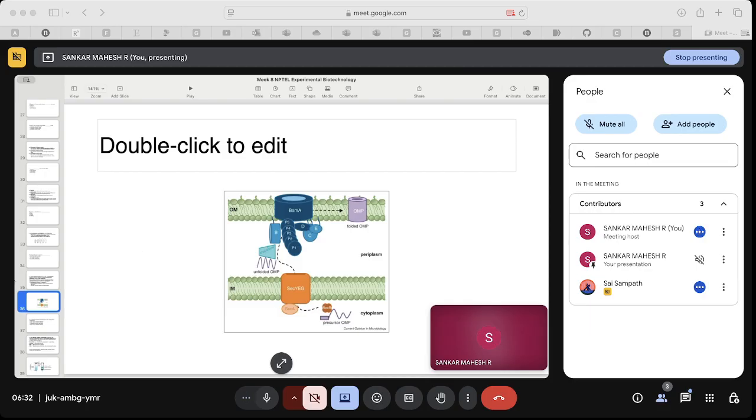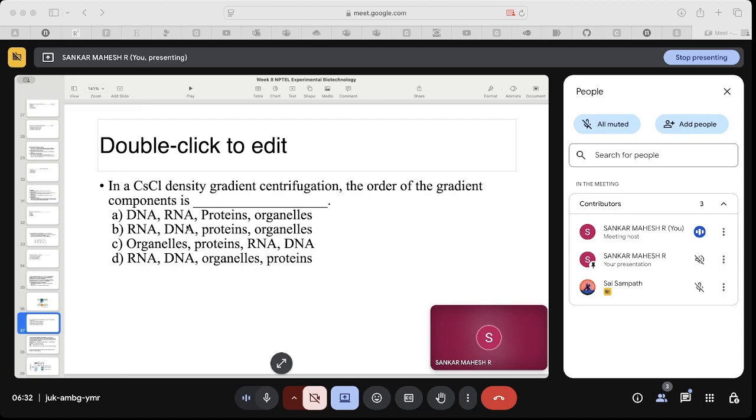Yes, sir. And we come to the last question for today's class. In cesium chloride density gradient centrifugation, the order of gradient components is dash, and four different orders are given for DNA, RNA, proteins, and organelles. To understand this, you need to know what cesium chloride density gradient centrifugation is. Do you have any idea about it? No, sir. Okay, you know about normal centrifugation, right?